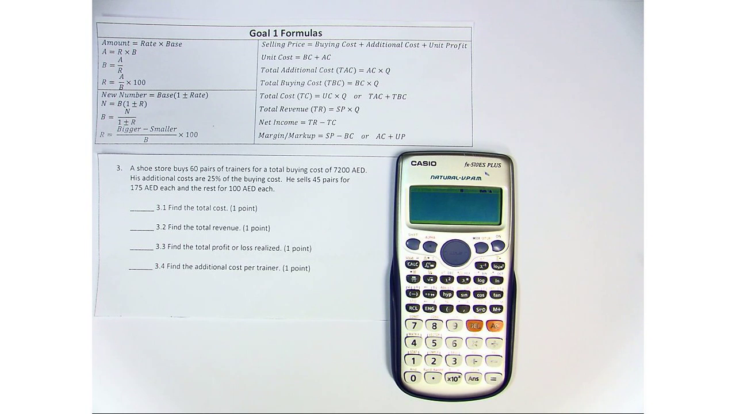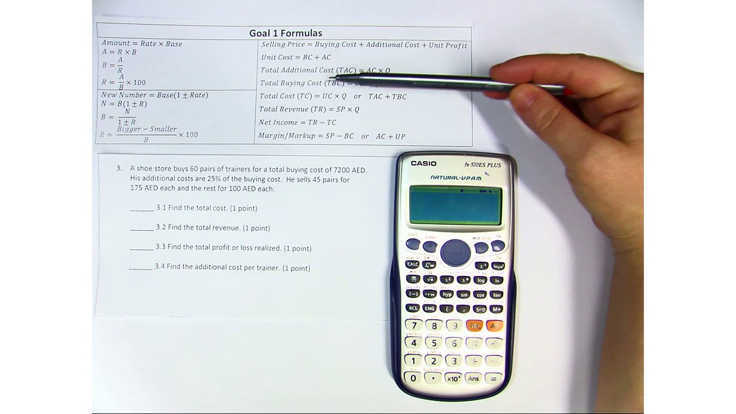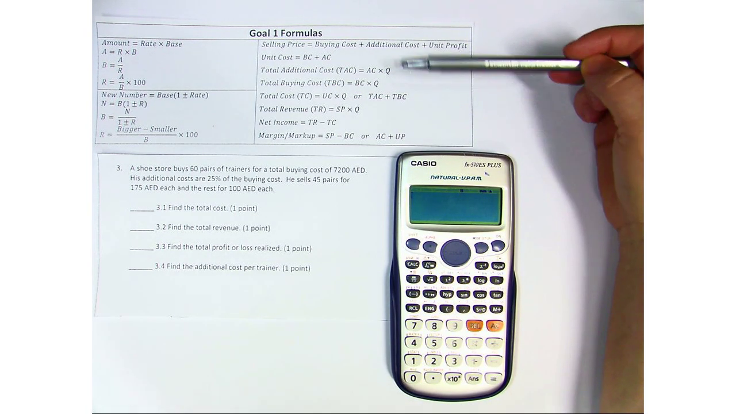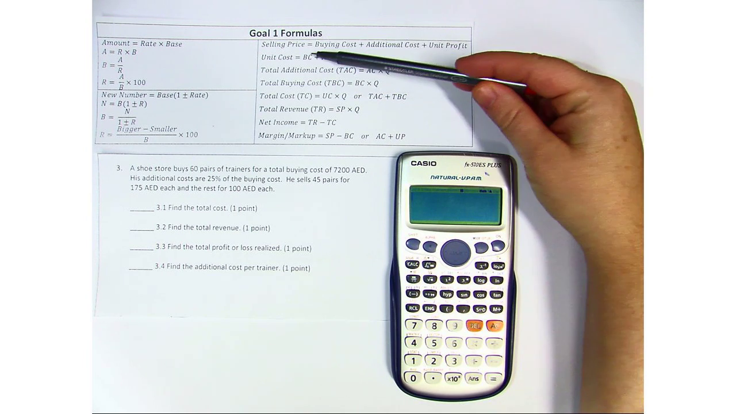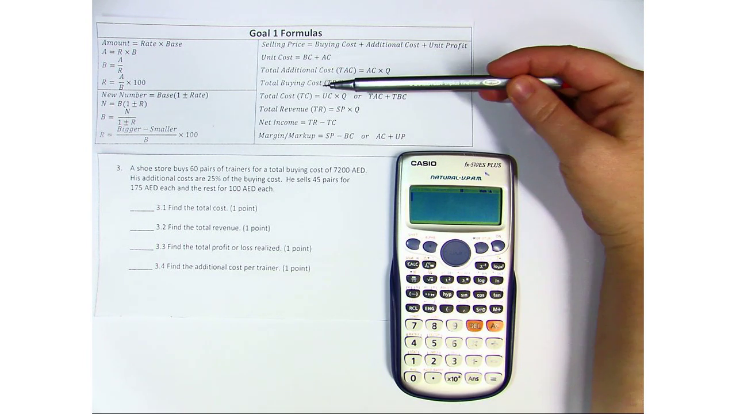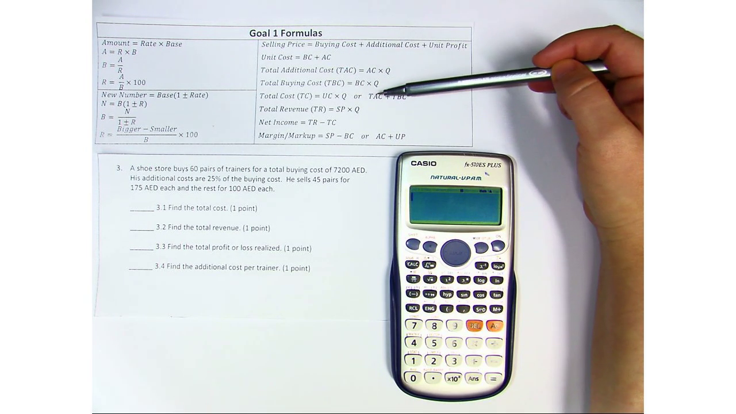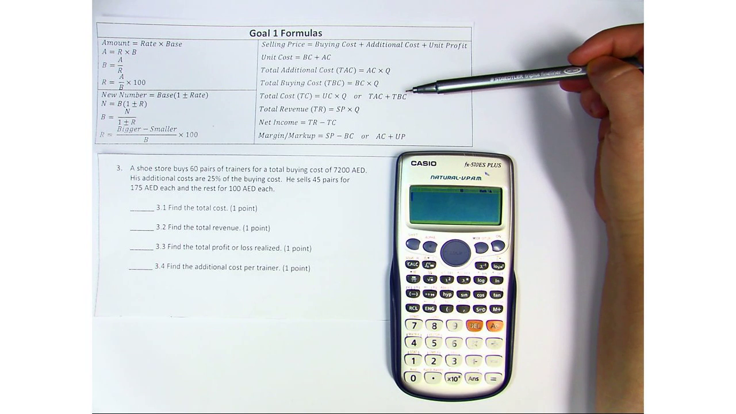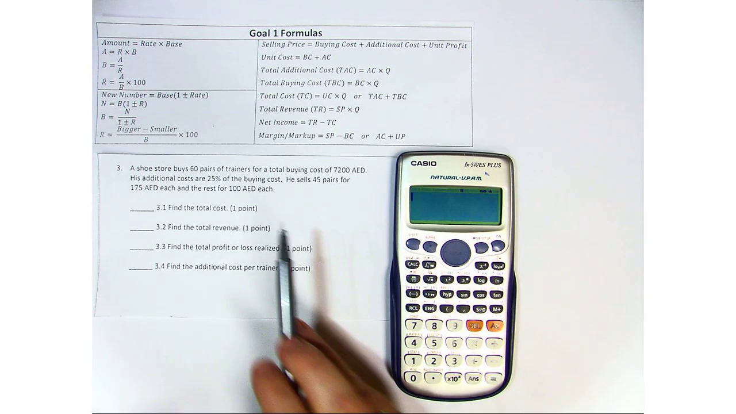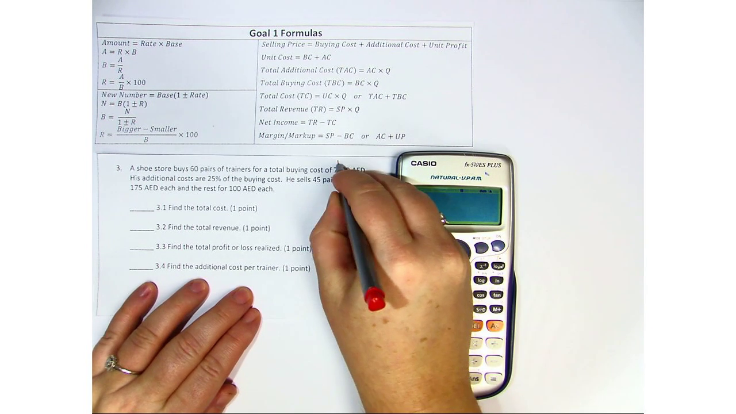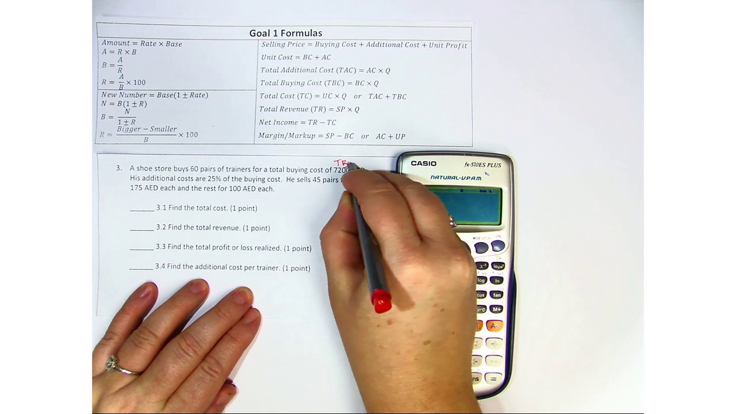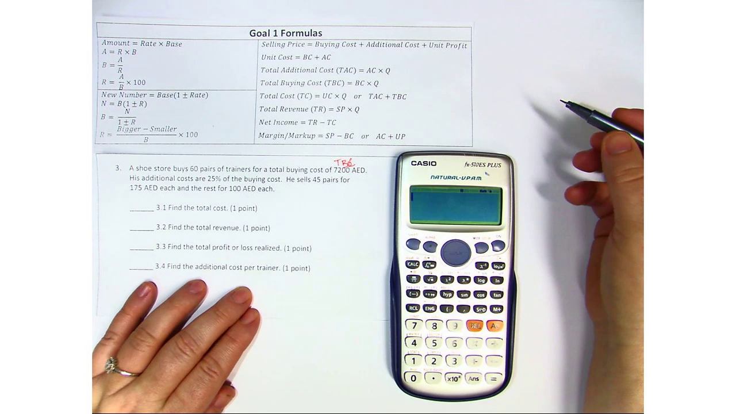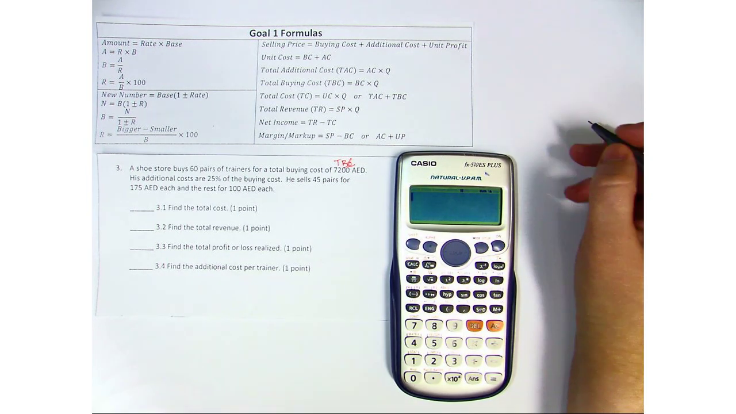So we're looking for the total cost. Now the total cost has two different formulas. The unit cost, which is the buying cost plus the additional cost per unit, or the total additional cost plus the total buying cost. Well, here we have a total buying cost of 7,200. So his additional costs are 25% of the buying cost.